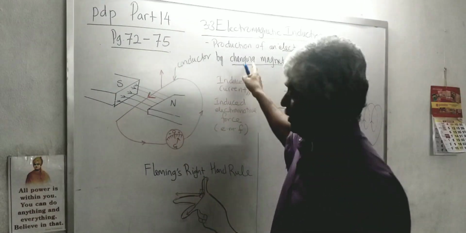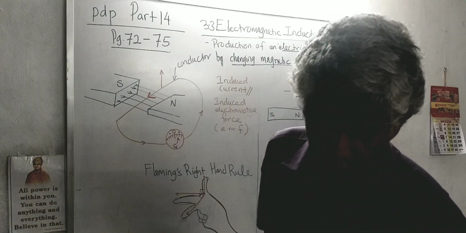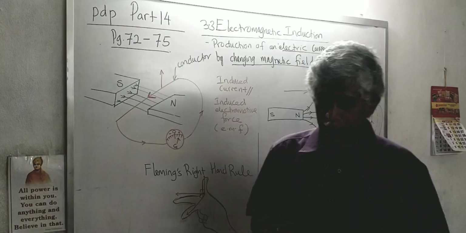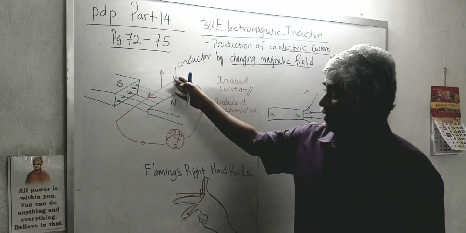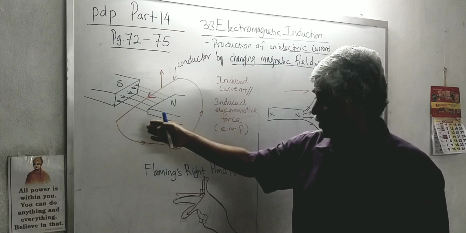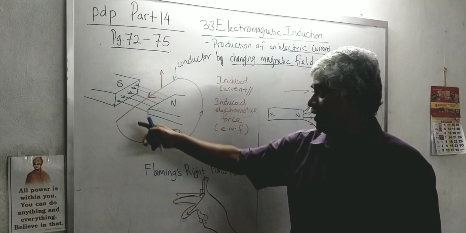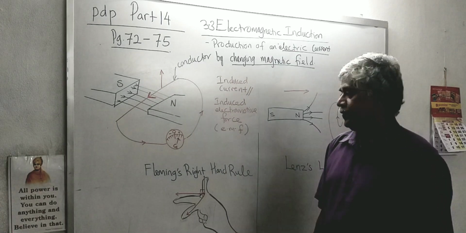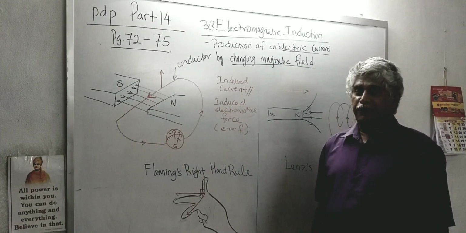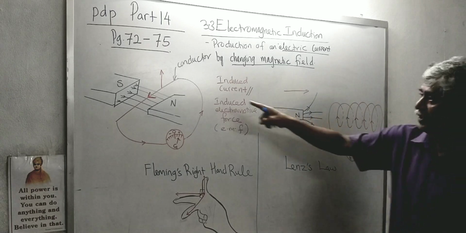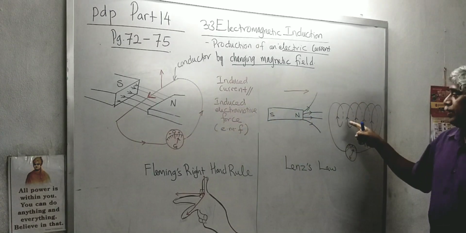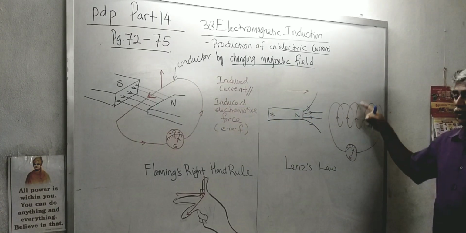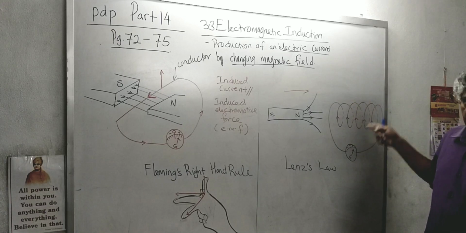So please read up this part. There is a thing in the notes here, they have explained in detail. Alright, so this is a straight conductor. When you cut the magnetic field, it induces current in this conductor. Another way of changing the field is, instead of using a straight wire, you can use a solenoid. Solenoid means a coil.